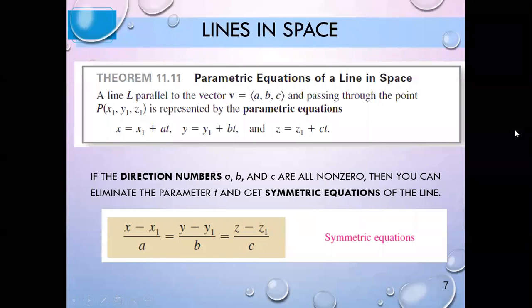Okay, so again, the notion of slope in space is captured with a so-called direction vector. We no longer have a meaningful idea of slope. Like you can't just capture slope with a single number anymore when you're in three-dimensional space.